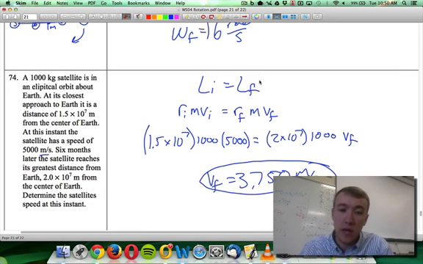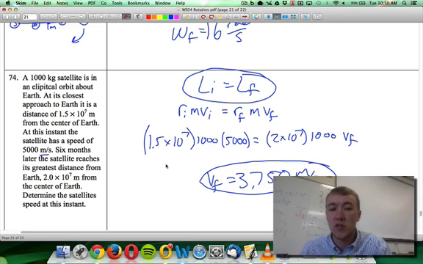Okay, big idea. Angular momentum is conserved. Choose which equation you want to use for initial angular momentum. Choose which one you want to use for final momentum. Plug in your variables and solve for the unknown.